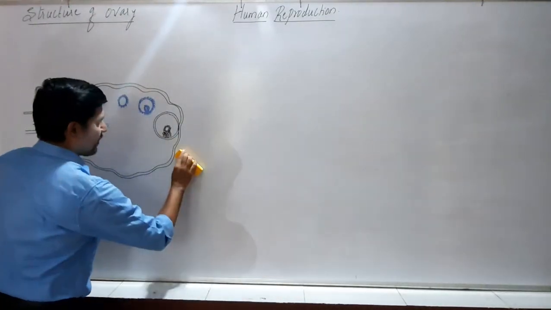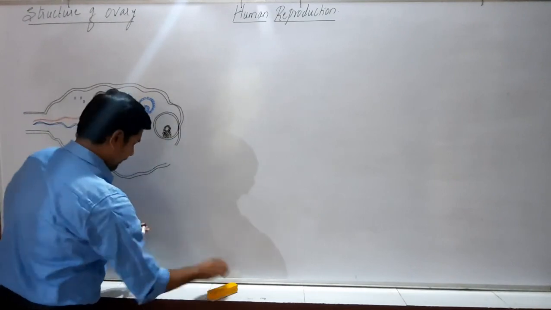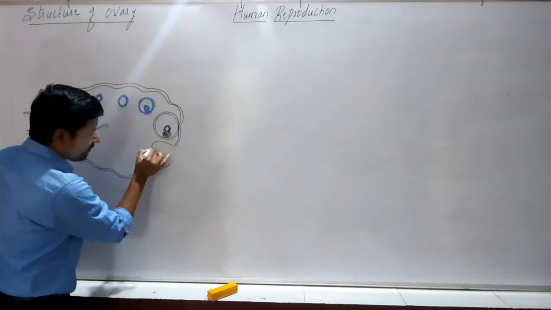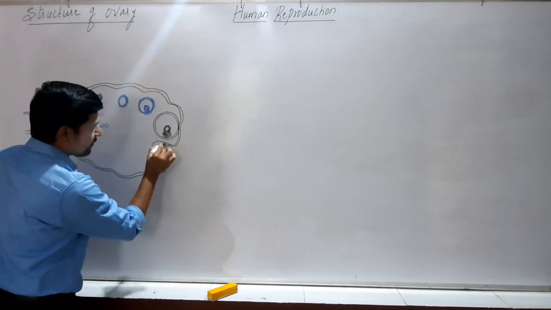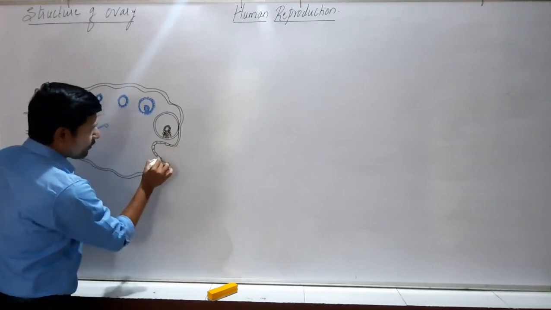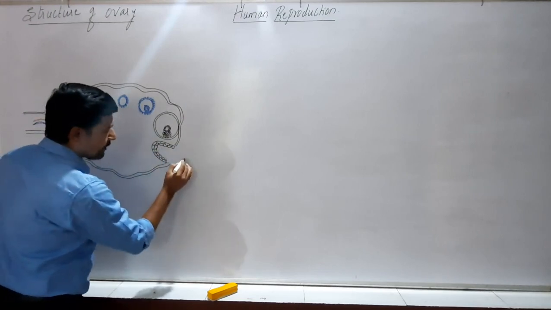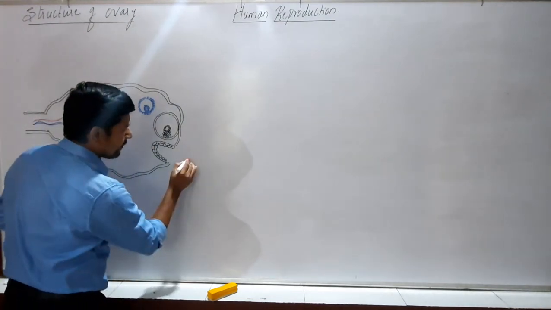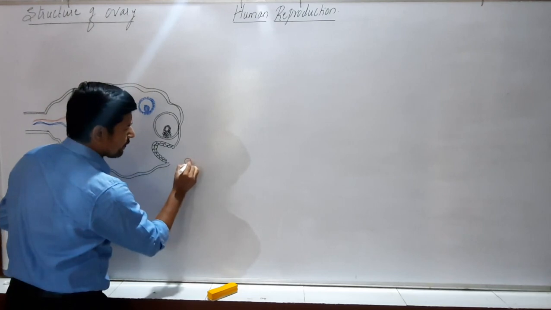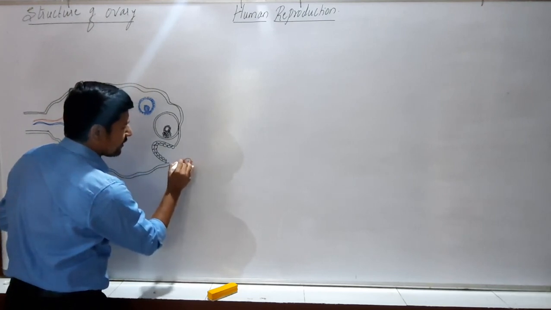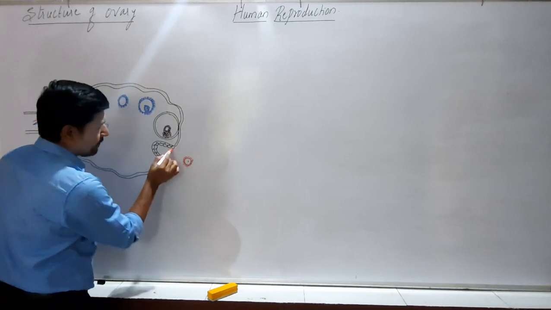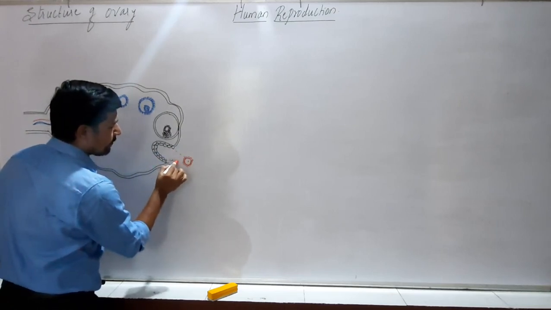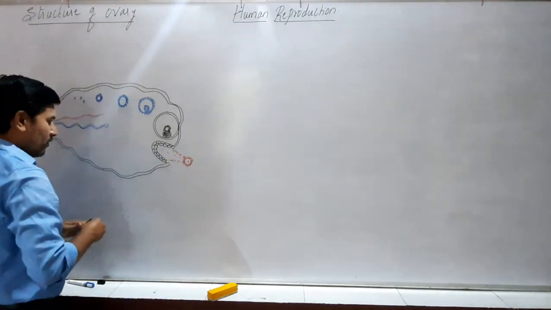And now this Graafian follicle gets ruptured here, and the ovum is released during this process. So here the ovum gets released. This process is called ovulation.